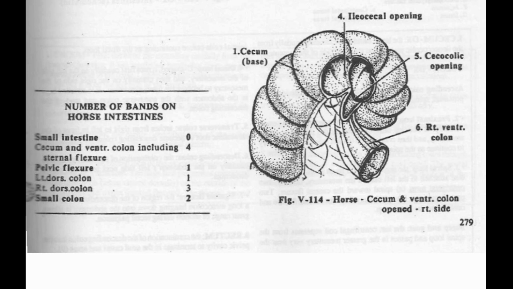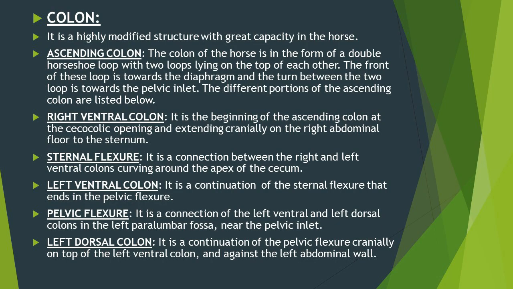So this was all about the cecum of the horse. Now move to the colon. The colon of the horse is a highly modified structure, and it has a greater capacity.